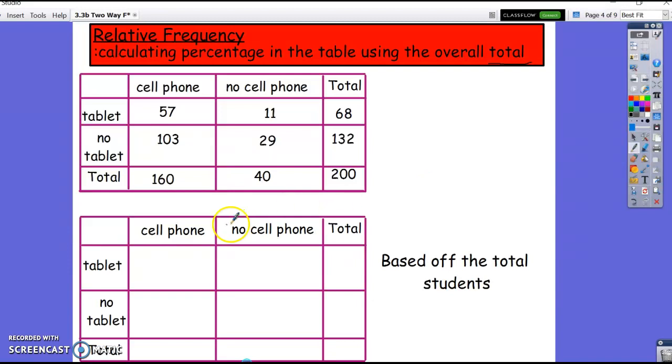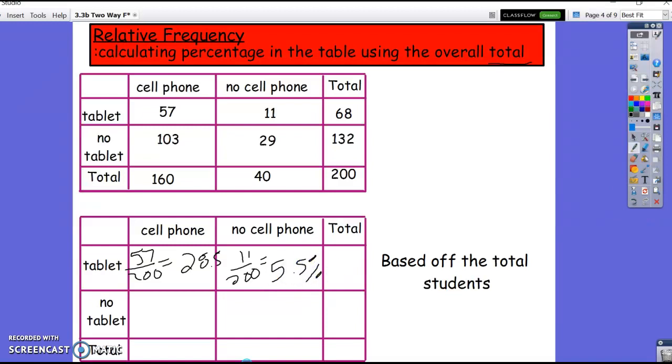If I'm looking at this box right here, and I want to figure out the percent of students who have a tablet and a cell phone, there were 57 students. So 57 out of 200 would be 28.5% once I divide. So 28.5% of the students have both a cell phone and a tablet. There were 11 students with no cell phone, divided by the total of 200, which leaves us with 5.5%.